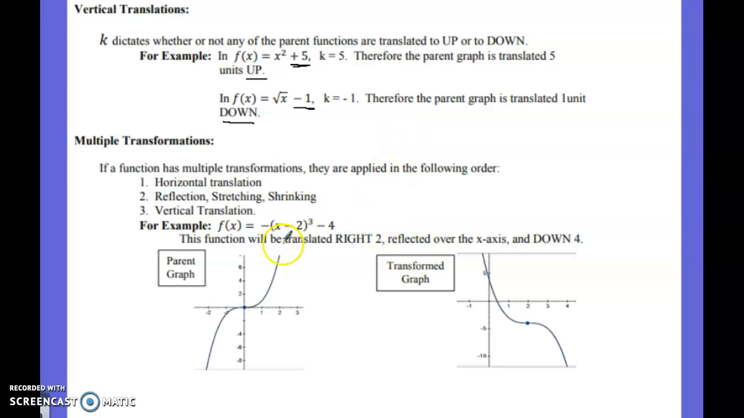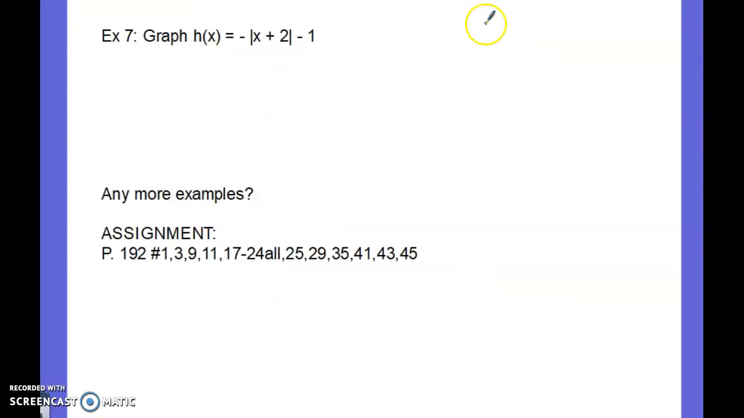And then we also have a few other transformations, and we can combine all of them. So like this is a cube function, right 2, down 4, and reflected, because the parent graph goes up and to the right like this. Reflecting it makes it go down and to the right. And you can see it's shifted right 2, down 4, and then you can draw the graph. I know I went through that really fast, but you've done this in Algebra 2. I know you have. And last year I only did one example, and they were all good that I didn't do any more because they remembered it.